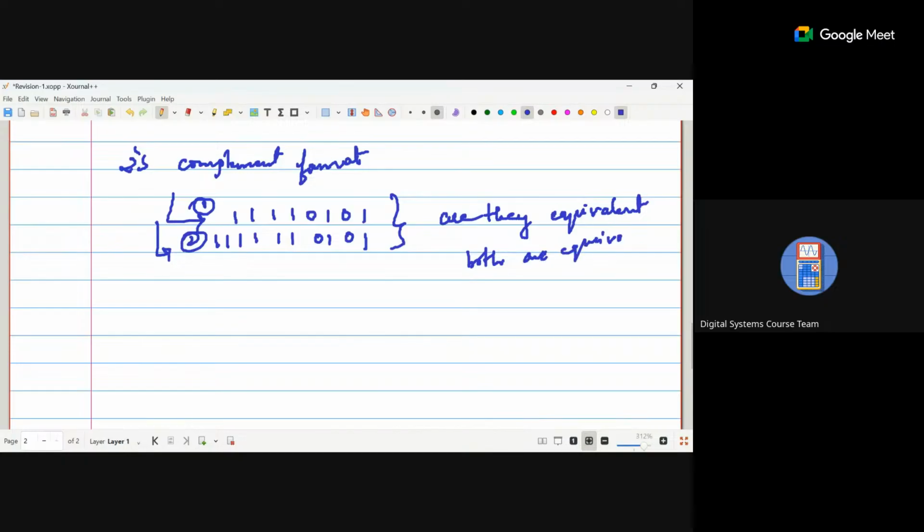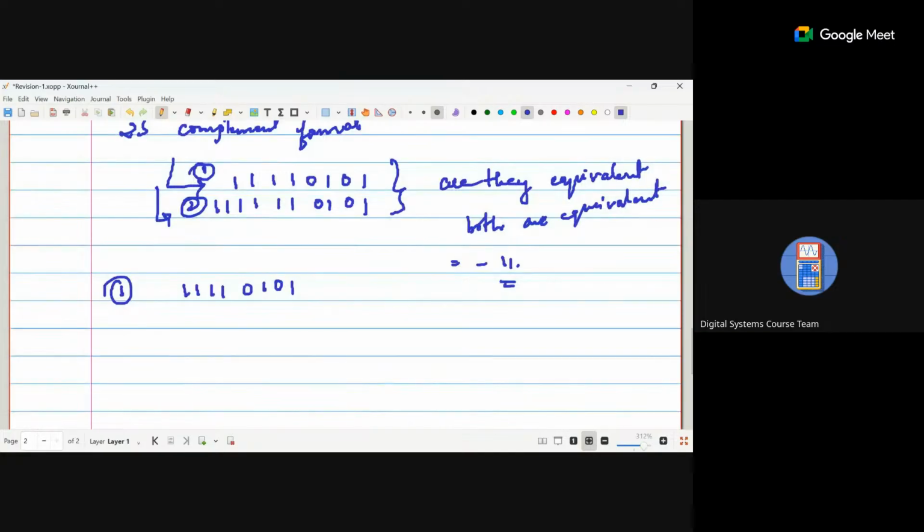So can you tell how you solved it? First, we'll convert into decimal value and check. For the first one we invert the bits and then add 1, and for the second one also we do the same process, and we get -11 as the decimal value for both. Correct, it is minus 11. So they both are the same. It's clear for everyone, right?